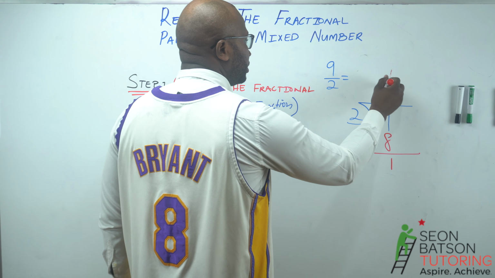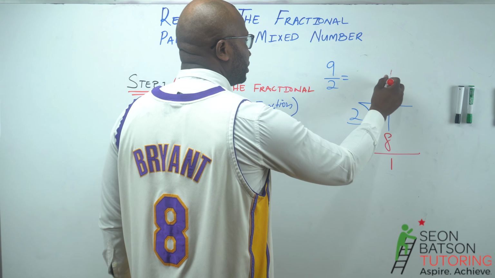The numerator will be the remainder, and the denominator stays the same. Yes? So 9 over 2 is the same as 4 and 1/2. Yes? So now the next step will be to add the whole numbers.